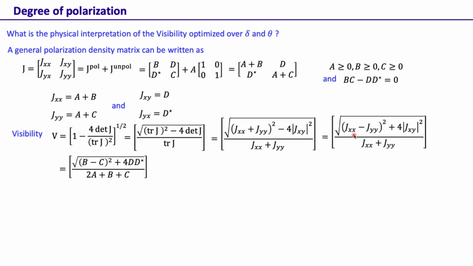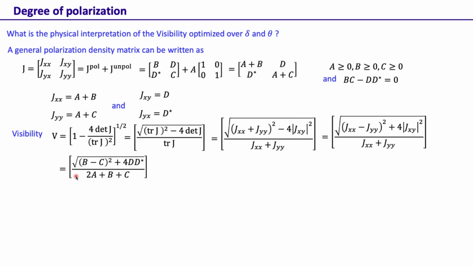This Jxx minus Jyy simply is B minus C, because Jxx is A plus B, and Jyy is A plus C. So Jxx minus Jyy is simply B minus C, and this 4Jxy squared is simply 4 DT star, and Jxx plus Jyy is twice A plus B plus C. So that's what we get.